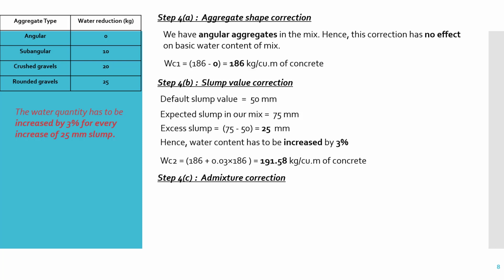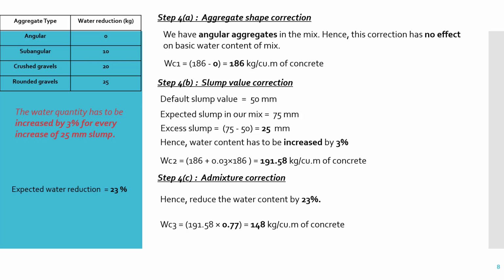Next correction is for admixture addition. From the test data, it is known that by adding 1% of admixture, 23% of water reduction can be achieved. Hence, WC3 turns out to be 148 kg per meter cube of concrete. This will be the final water content in the mix.